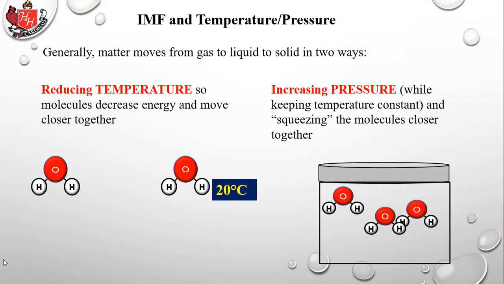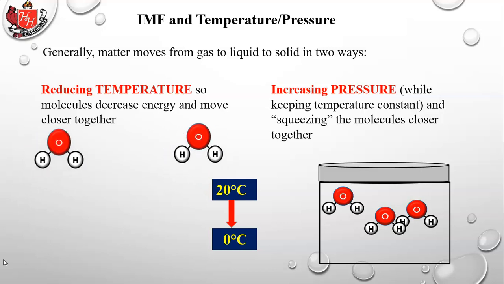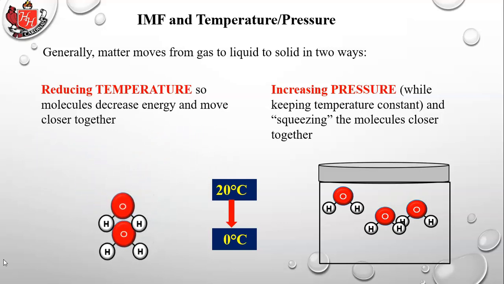So generally, matter moves from liquid to gas to solid in two ways. First, it can be by reducing the temperature so that the molecules decrease energy and move closer together. So that's what we just talked about. If this goes from room temperature, these two water molecules, down to 0 degrees, which is freezing, the kinetic energy will be reduced and the Coulombic attractions will start to dominate. And that means that the two water molecules will stick together. Not exactly in the way you're seeing there, but that's good enough representation of it.